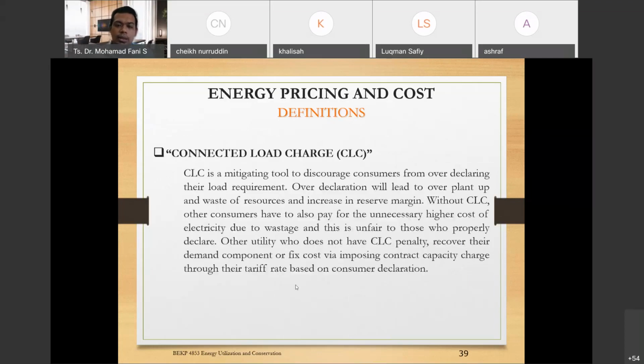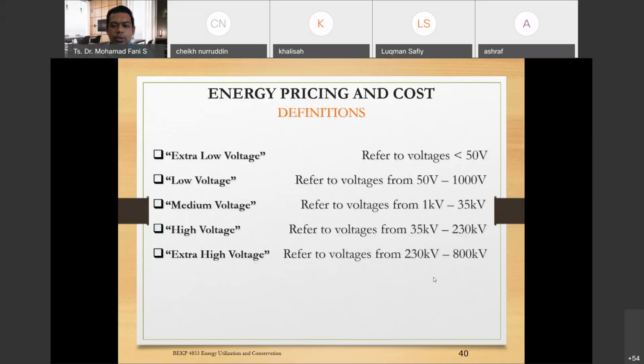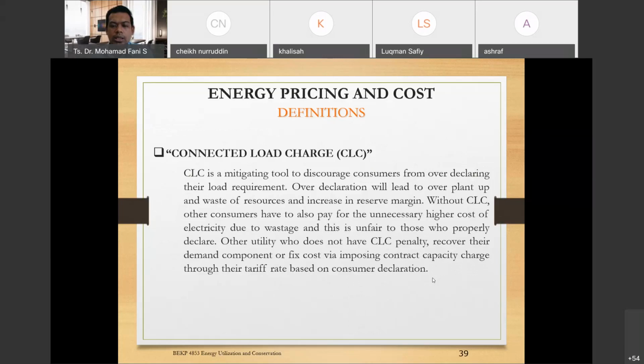Public lighting months connected load charge. Okay, after this we'll be explaining more on the connected load charge. Okay, that's the penalty for the connected load charge.